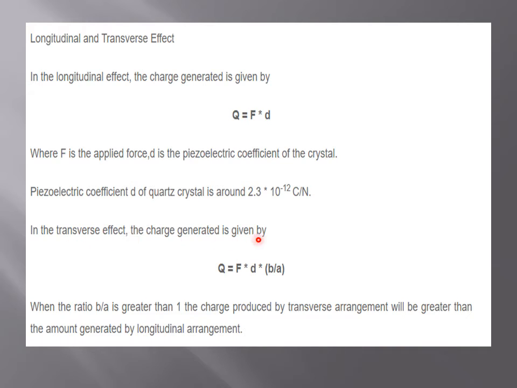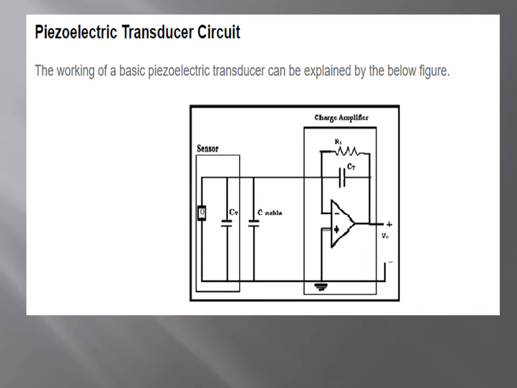The charge generated is given by the formula Q equals F into d into b by a. So this b by a is the dimensions of the crystal. If this ratio b by a is greater than 1, the charge produced by the transverse arrangement will be greater than the amount generated by the longitudinal arrangement.